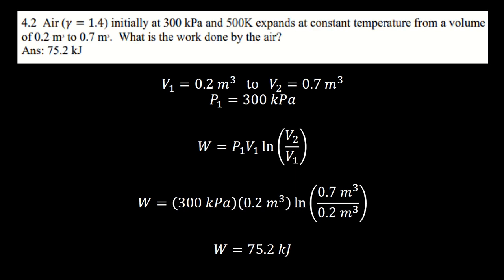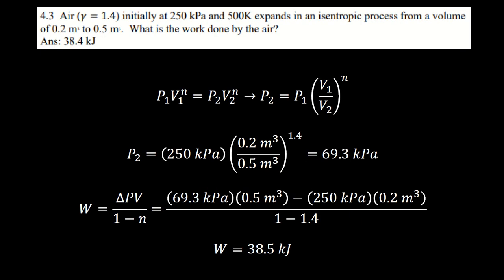4.2: air initially at 300 kilopascals and 500 Kelvin expands under constant temperature from a volume of 0.2 to 0.7 cubic meters. What's the work done by the air? Well, the keyword here is constant temperature, so isothermal. We can use our work equation P1V1 times the natural log of V2 over V1. And with that, work will equal 75.2 kilojoules. Positive, meaning that's work the air is actually performing onto its surroundings.